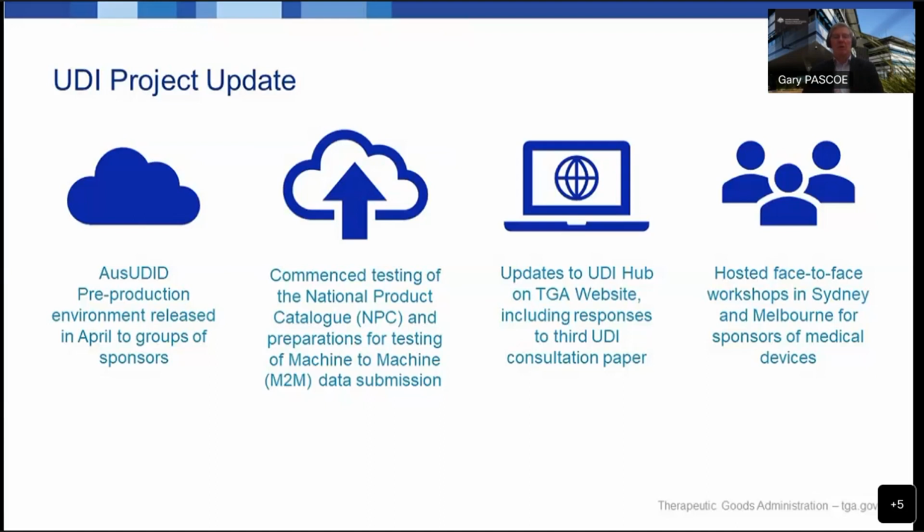And finally, in June we hosted two face-to-face workshops, one in Sydney on the 9th of June and one in Melbourne on the 16th of June, with a number of sponsors. We deliberately focused on sponsors as part of that conversation, because we're looking to get sponsor feedback on a number of things around the policy intentions and unintended consequences for those workshops.